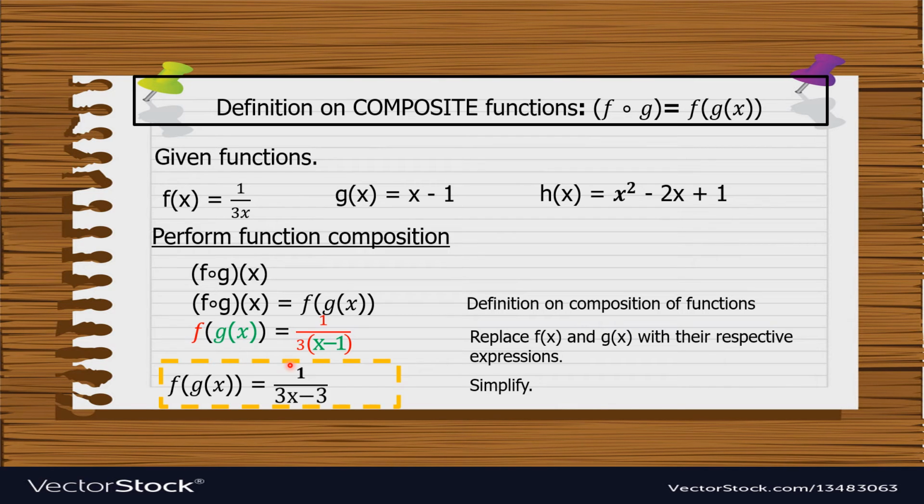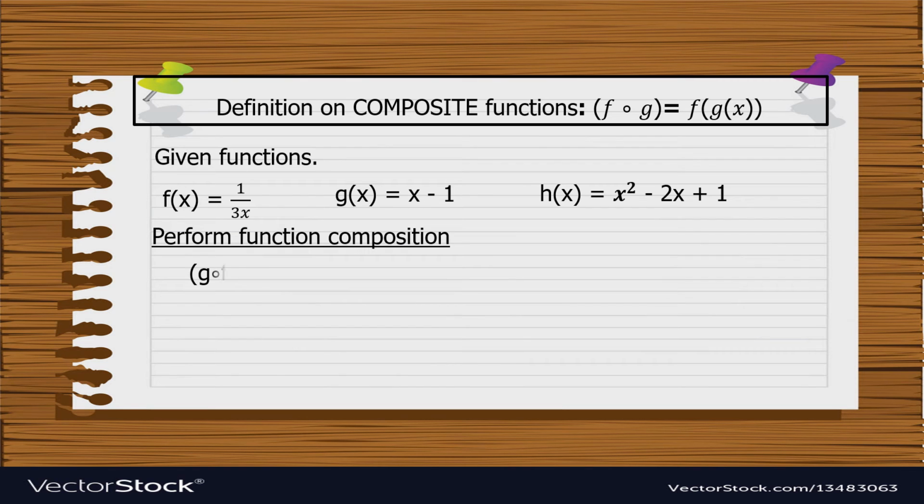And then to simplify, it is simply operate on the denominator. So f of g of x equals 1 over, by the distributive property over multiplication, 3 multiplied by x is 3x and 3 multiplied by negative 1 is negative 3. So that is how we operate on composition of functions. For the next task, find g composed with f of x, and that is equivalent to g of f of x.